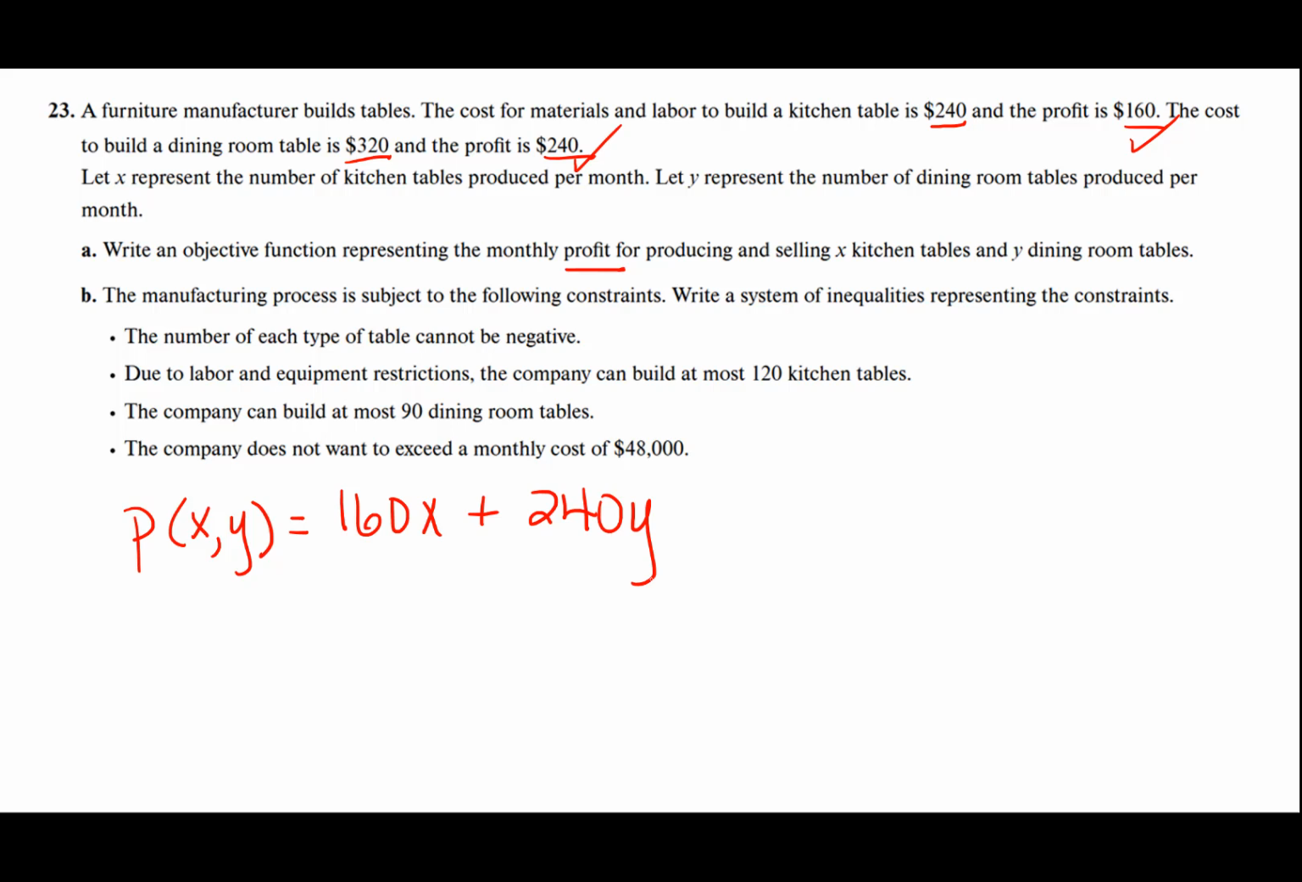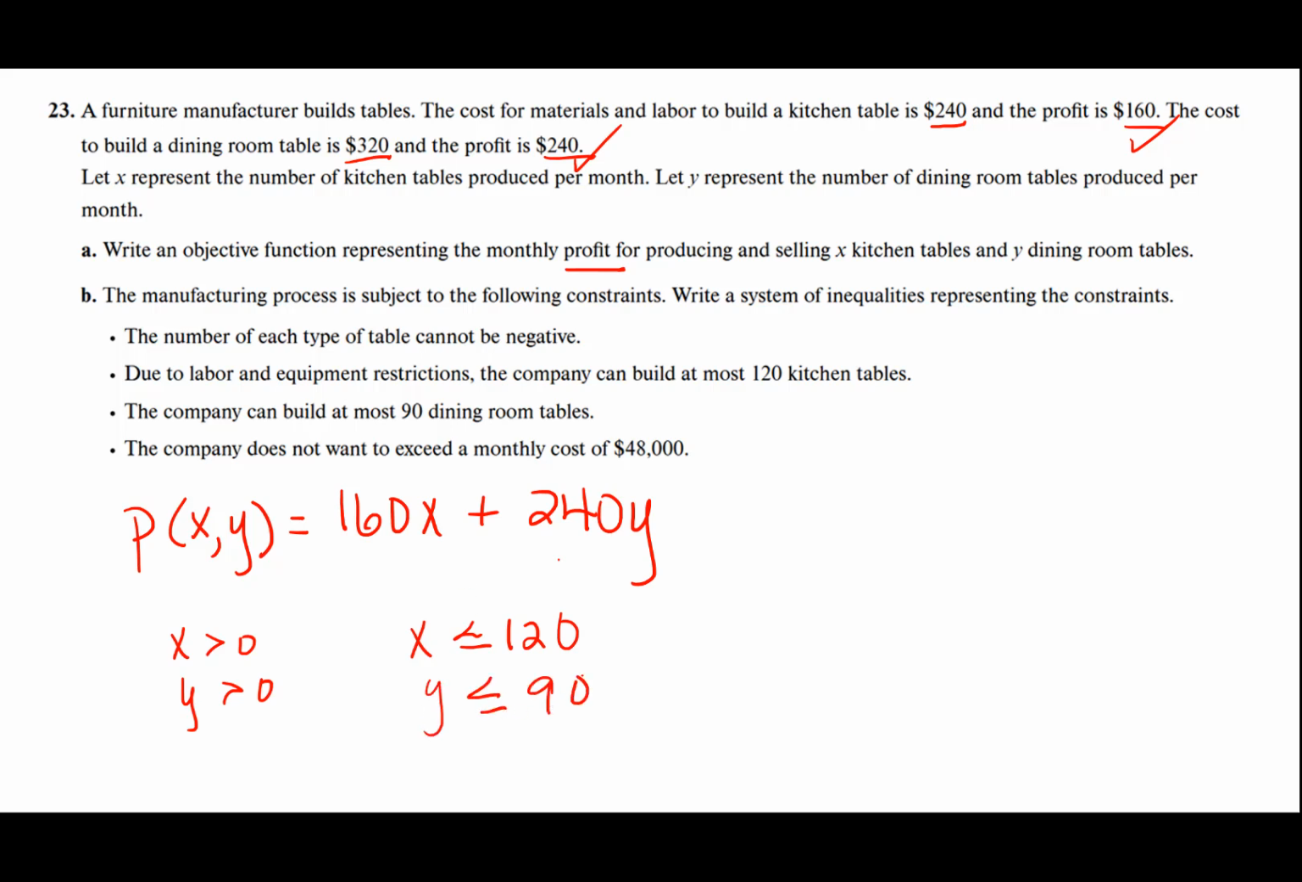But first we have to look at all the constraints and write equations for those, and then graph all those. So the number of each type of table obviously cannot be negative, so X has to be greater than or equal to 0, Y has to be greater than or equal to 0, and then due to labor and equipment restrictions, the company can build at most 120 kitchen tables, so X is less than or equal to 120. And then the company could build at most 90 dining room tables, so Y is less than or equal to 90.